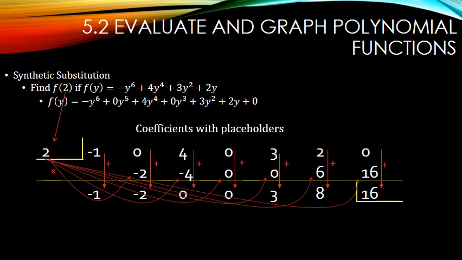We put a box around the last number, and that is our answer. So f of 2 is 16. If you take a 2 and plug it into the function, you get 16.